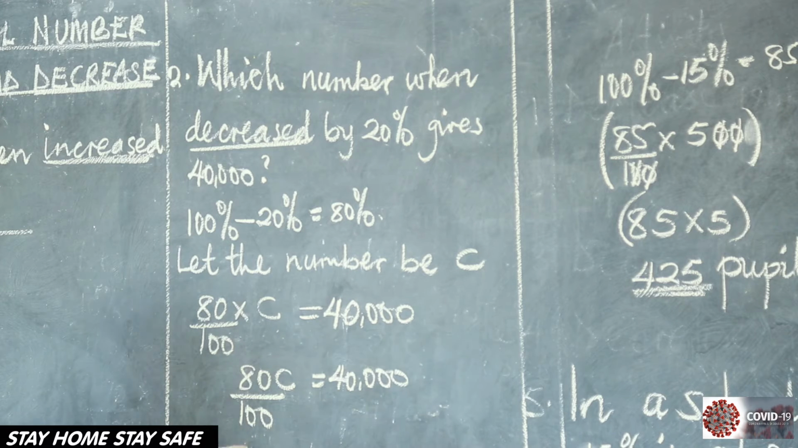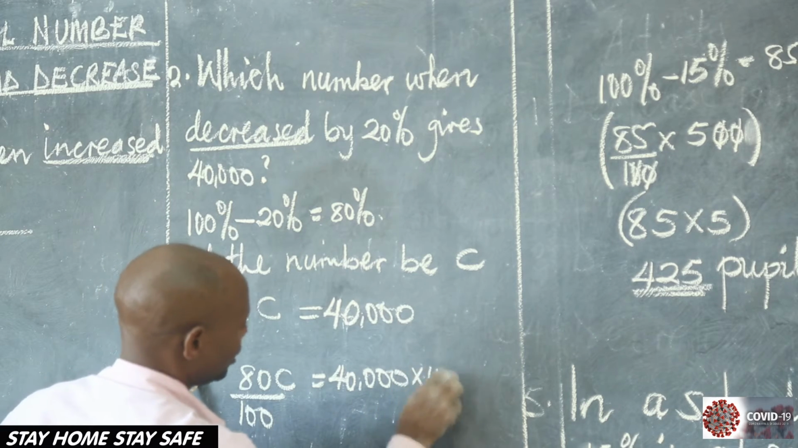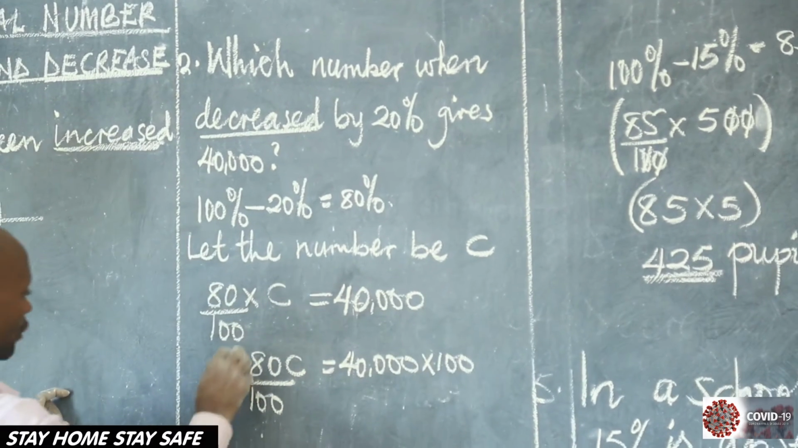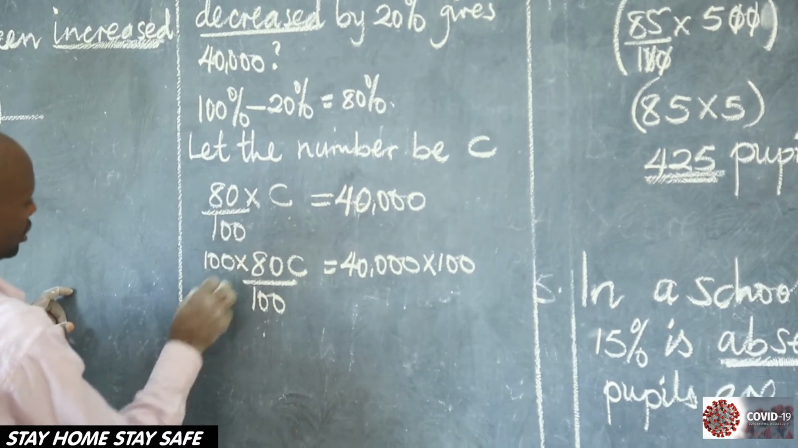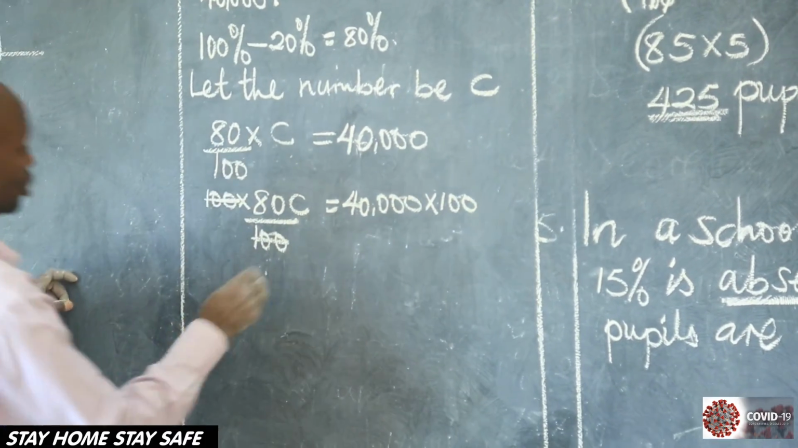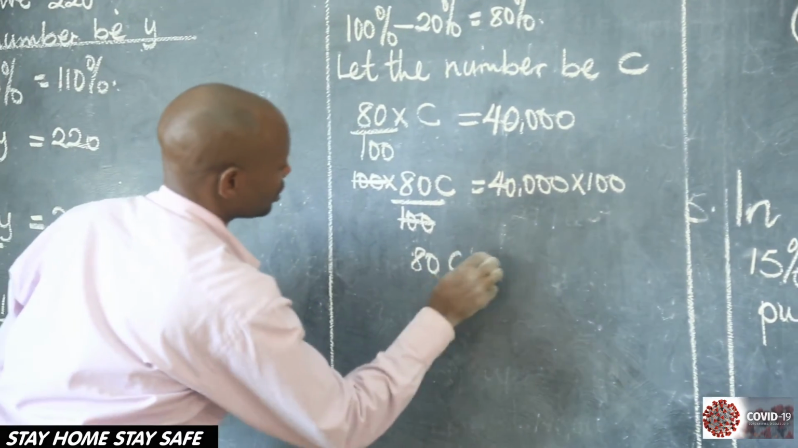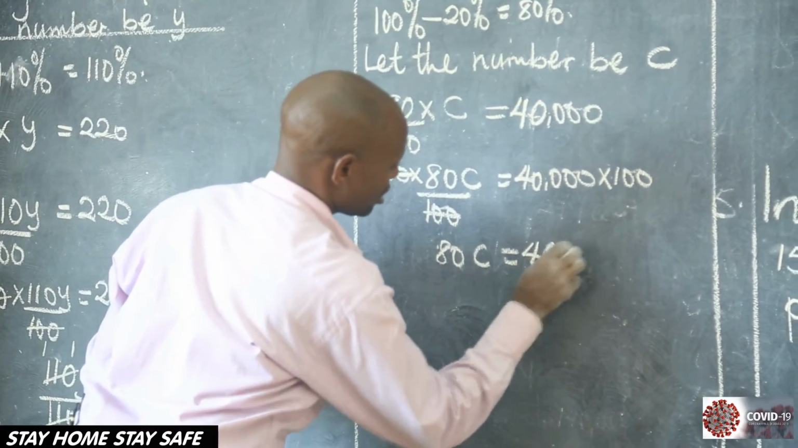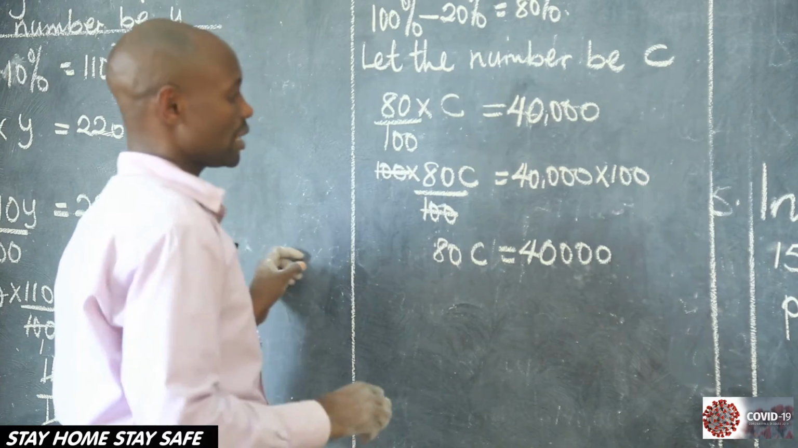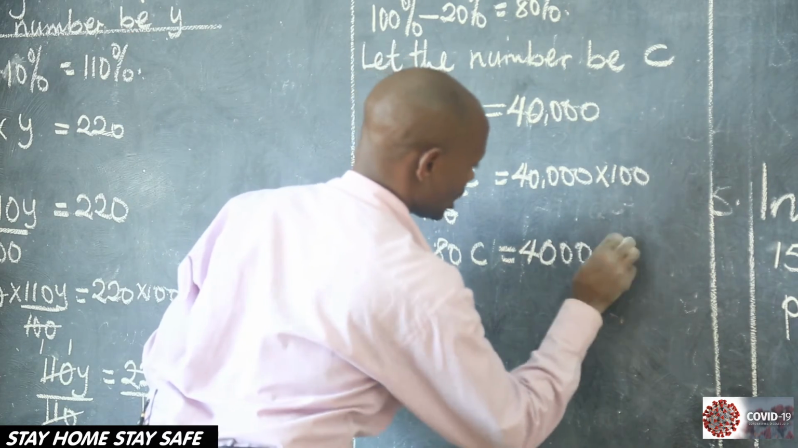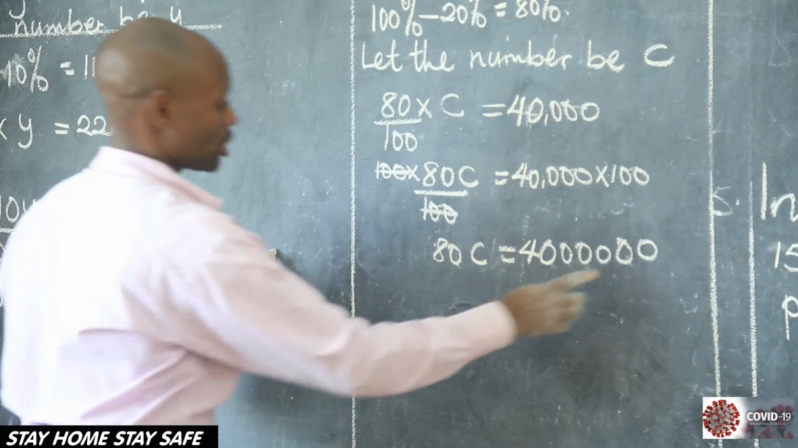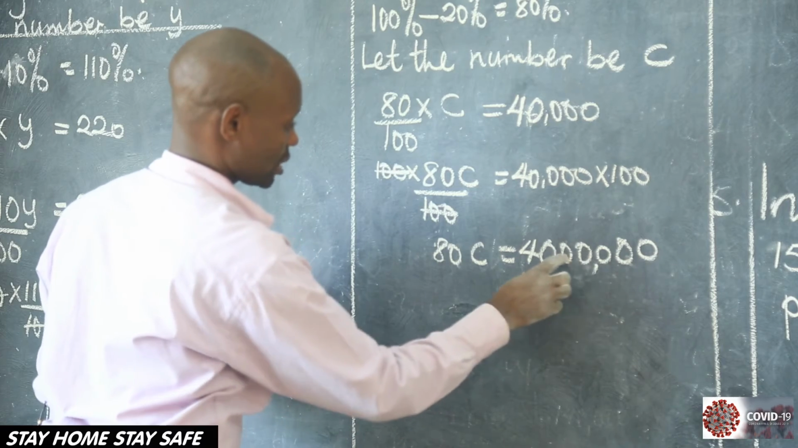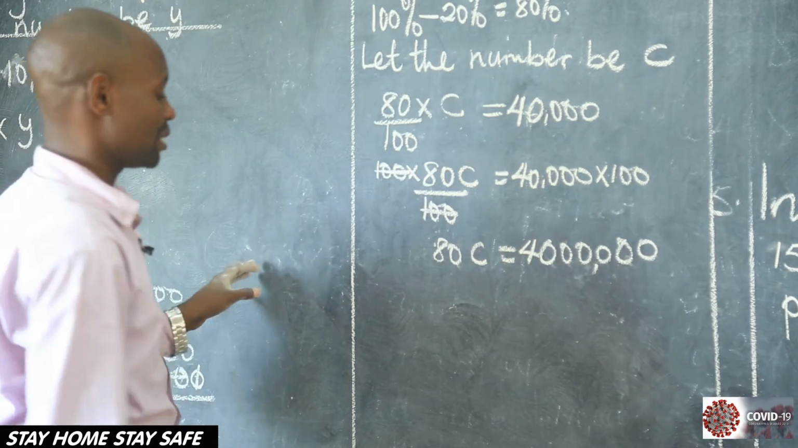What do we do with the denominator? You eliminate it by multiplying on both sides. So we shall multiply here by 100, even here by 100. This one will go. We remain with 80C, which is equal to 40,000, then plus the 2 zeros, 1, 2. So we have 1, 2, 3, comma, 1, 2, 3, that is 4 million.